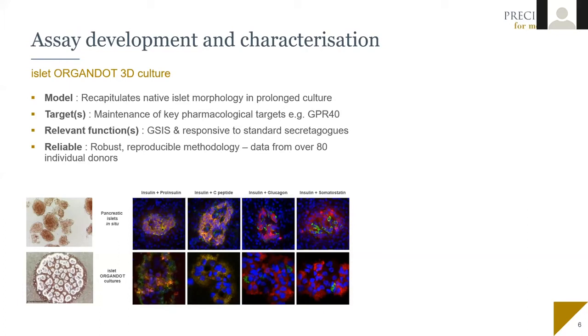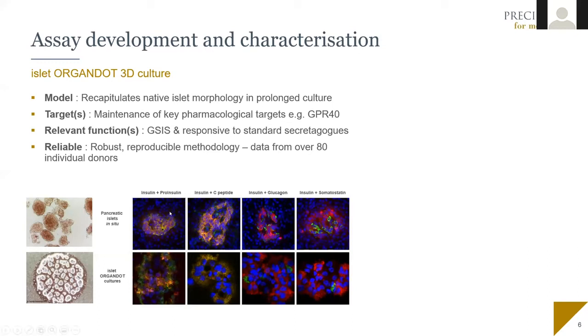And first and foremost, what we needed to look at was whether that model actually recapitulated the native islet morphology that you see, and whether we could keep that going in prolonged culture. So the panels in the center of the screen at the bottom are looking at pancreatic islets in situ, in sections of frozen pancreas. So this is homing in on an islet in a piece of tissue, and we're looking at markers for the alpha, beta, and delta cells present within the islet itself.